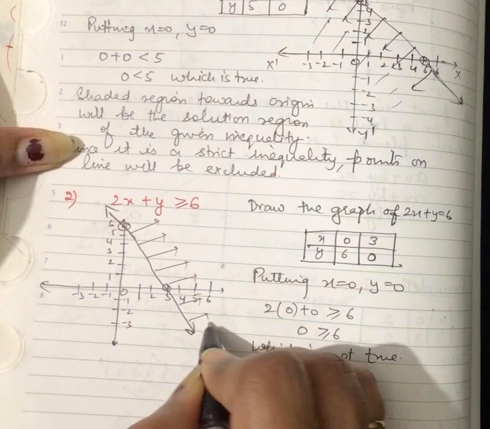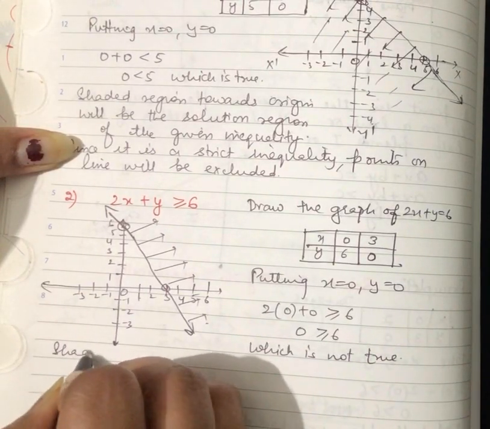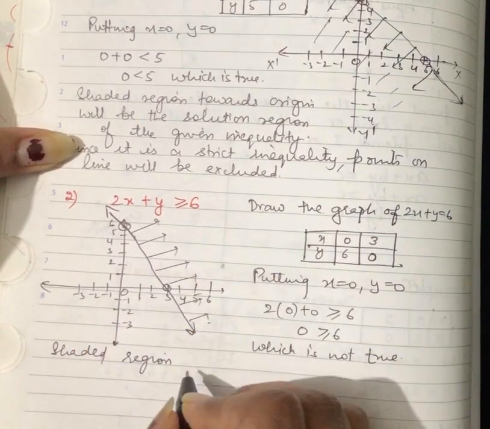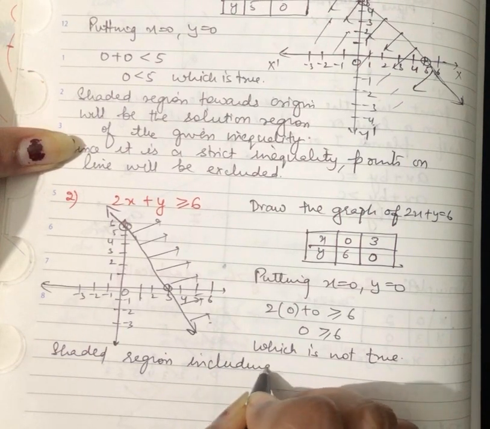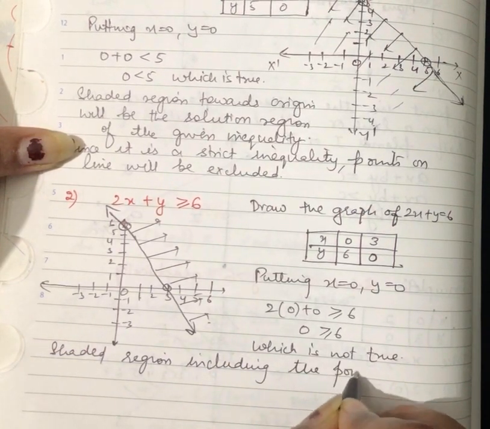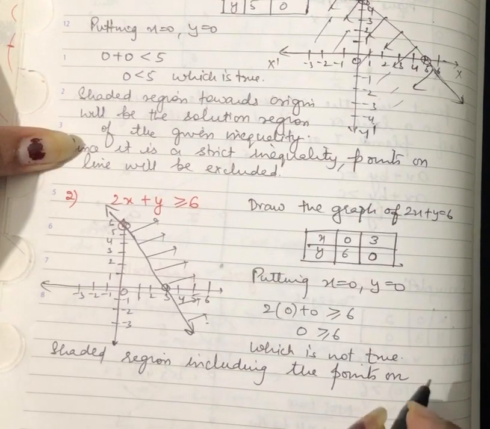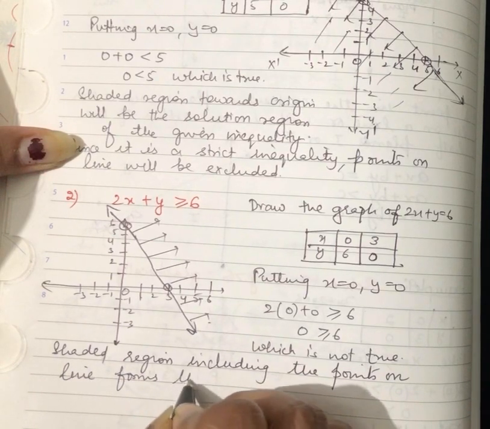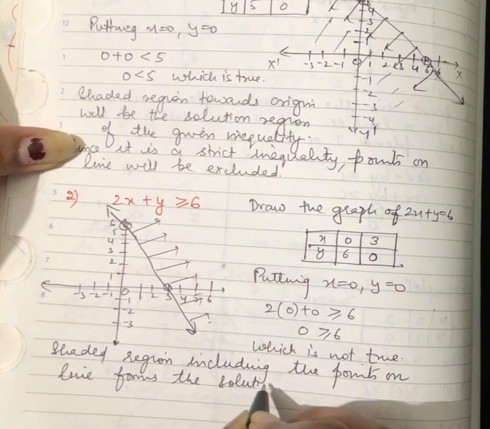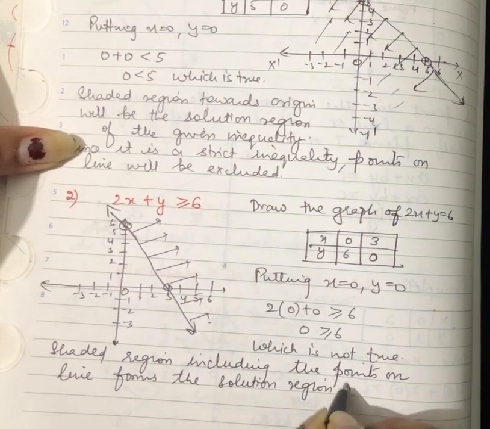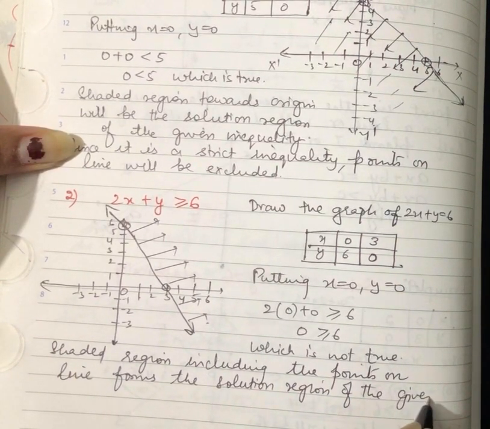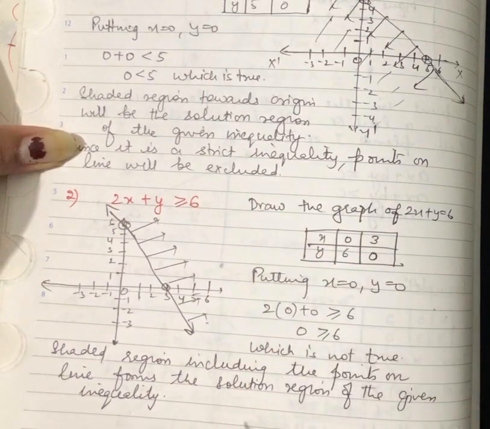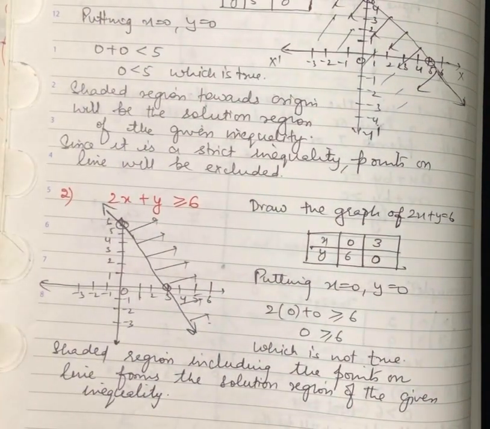This is the region. So shaded region. Now here equality sign is there, including the points on line forms the solution region of the given inequality. Here it will be away from origin. This thing you have to keep in mind.